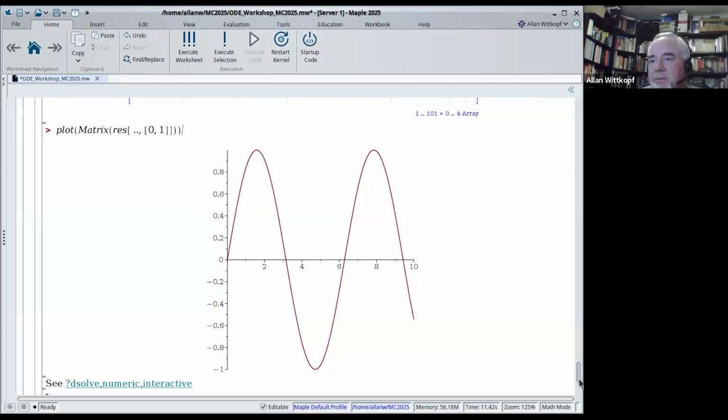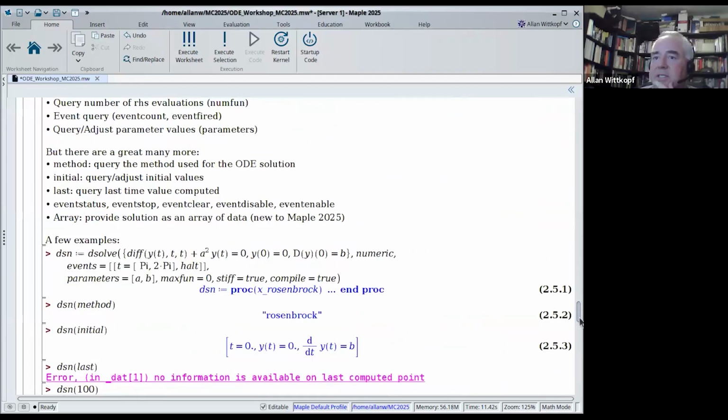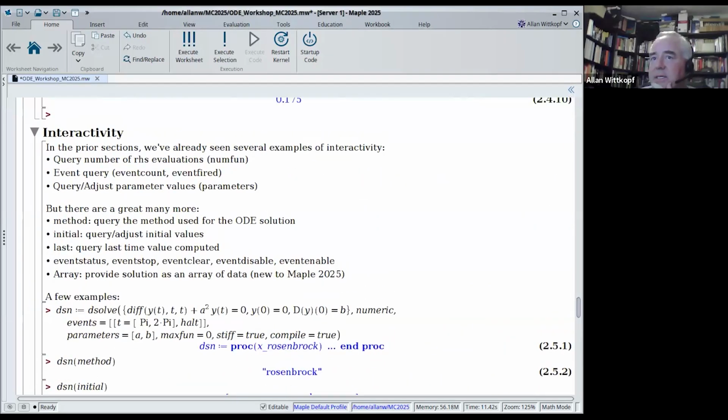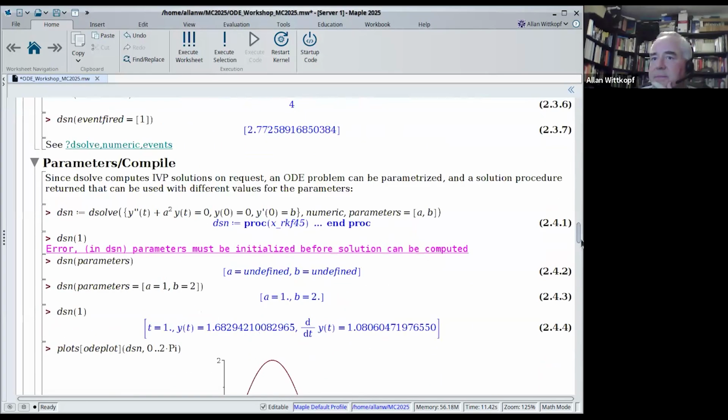All right, so I'm going to just briefly pause here if there are any questions on this section, for interactivity, the parameters, compile and such. Okay, I see a question. Is there a simple method to change the parameters in ODE events?